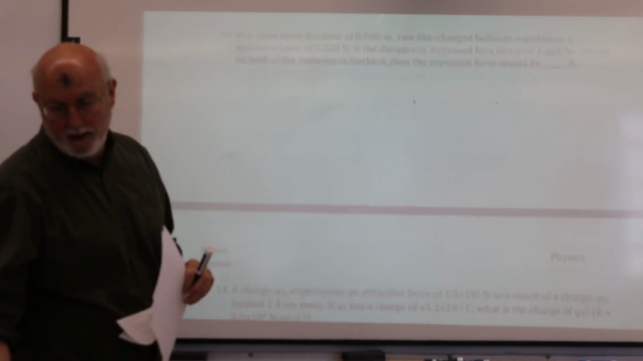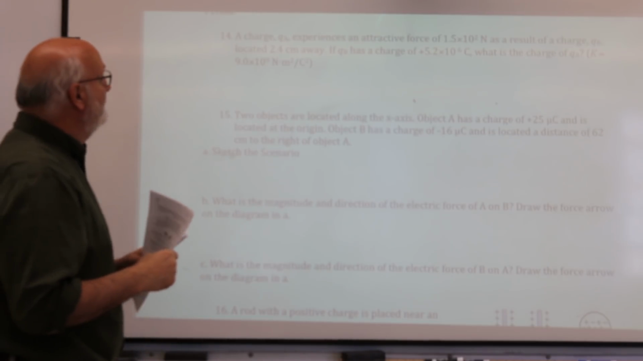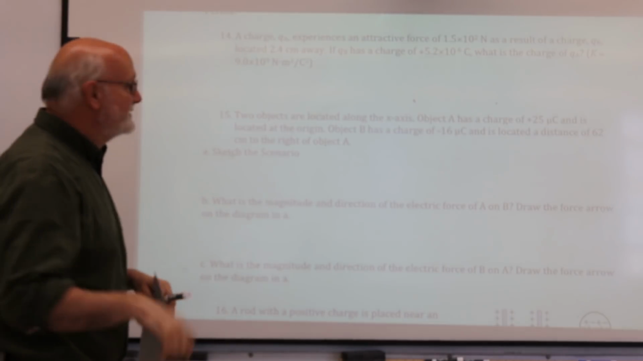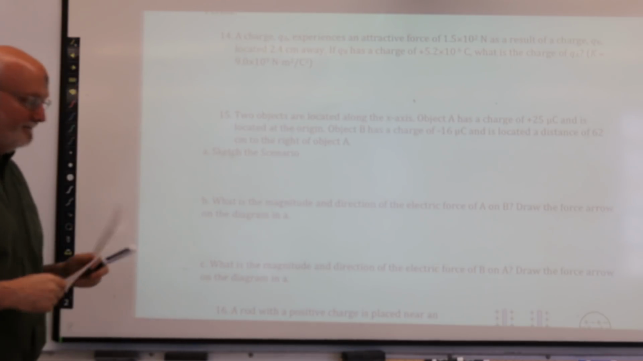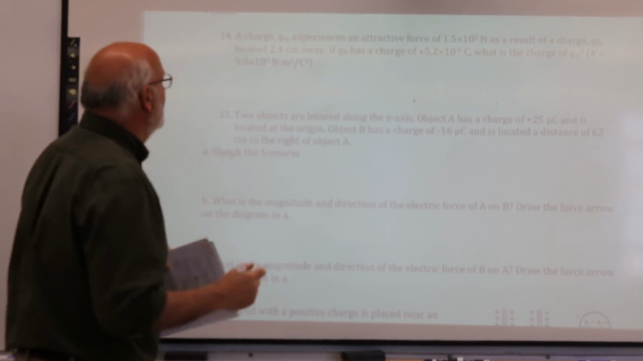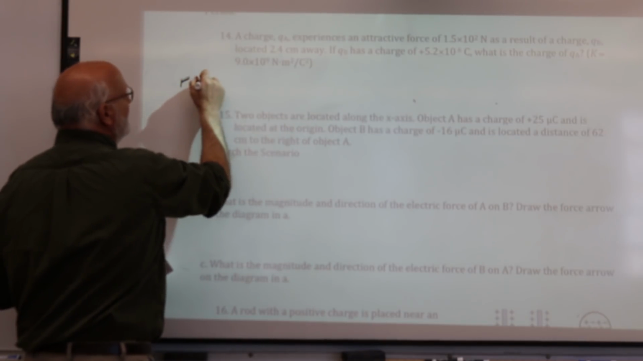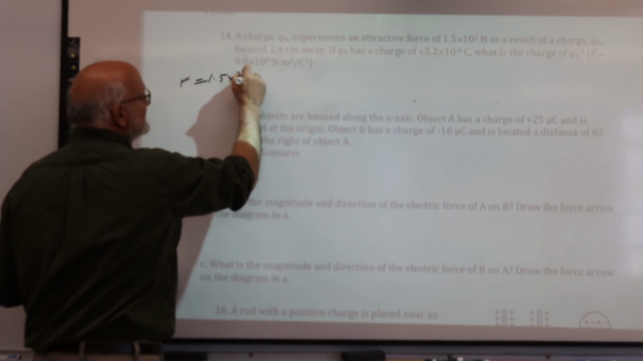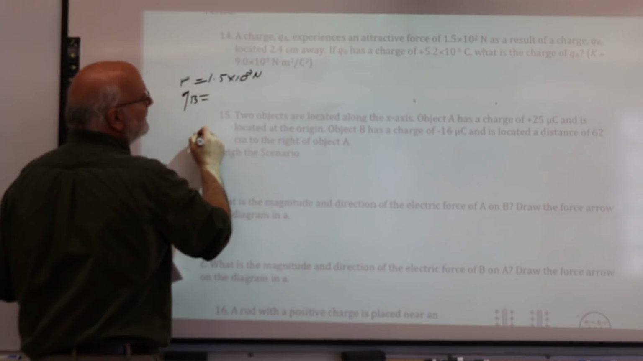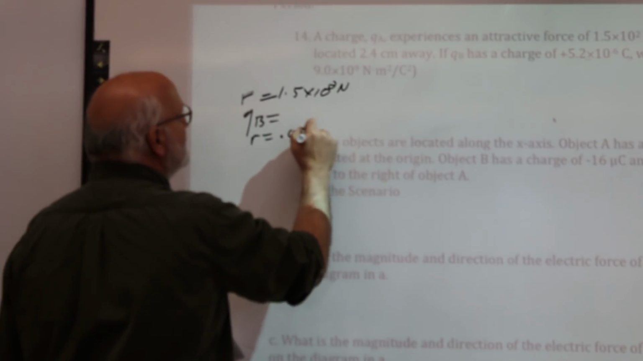So, sub, we're going to be doing 14 here, okay? So, if you could go and stop the tape real quick, and then we'll come back in just a second. And we're back. All right. We go, charge of QA, experience an attractive force. Force, 1.5, 10 to the second newtons. Charge of B, okay, located with the R being 0.024 meters.